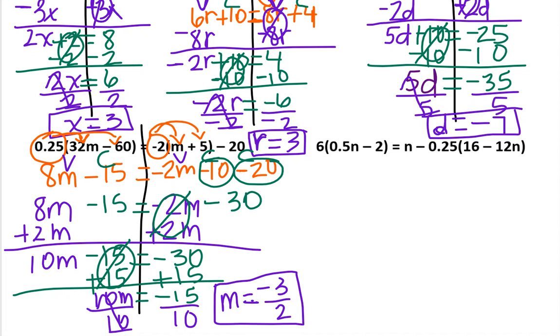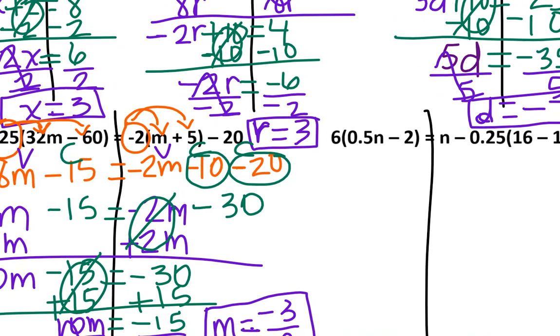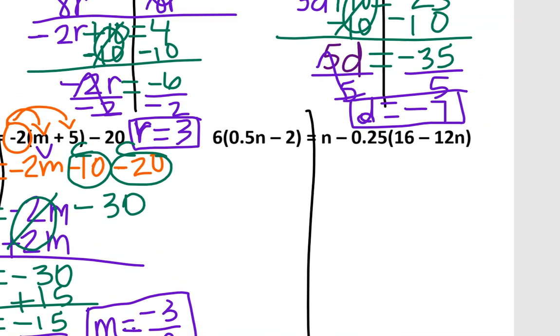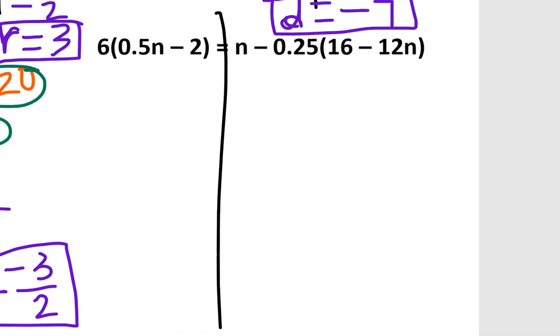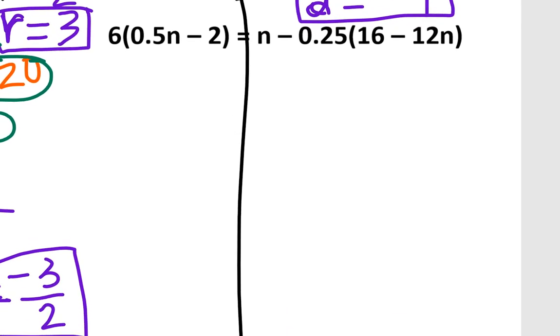Last problem here. Almost done. I draw my border to keep things neat. Again, I have 2 sets of parentheses, but be not afraid. Let me go ahead and make this a little bit bigger so that you're just focused on this. You don't get intimidated by all the rest of the problems.